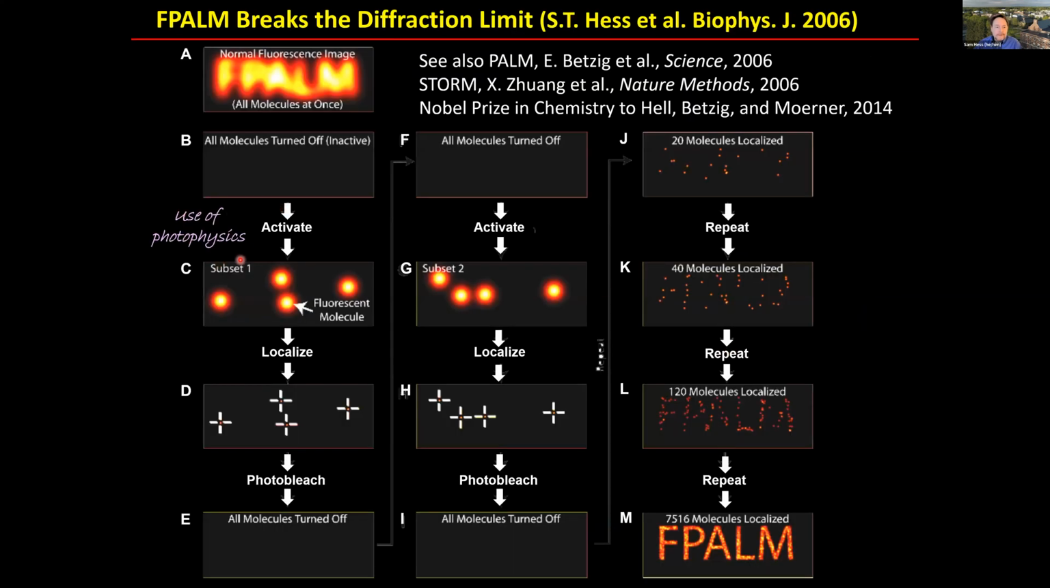So the use of the photophysics was the way of getting out of this problem. Instead of looking at the molecules all at once, we use photophysics to convert them all into a dark state or have them in a dark state to begin with. We use an activation beam, the 405 nanometer, to turn on stochastically a small subset of molecules to become fluorescent, which are then imaged with a second beam called the readout beam.